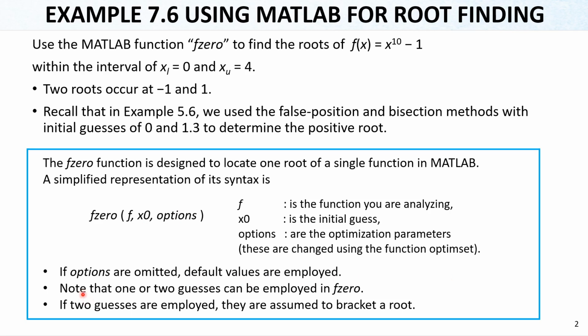Also, in fzero, you can use either one guess or two guesses. Here in the example, we will have two guesses, but you can also use one guess. If two guesses are employed, they are assumed to bracket a root. So if you want to use two guesses, you have to use bracketed guesses. It assumes that the lower bound and upper bound are given, and that they bracket a root. Based on this information, let's use fzero to solve this function in the following slide.